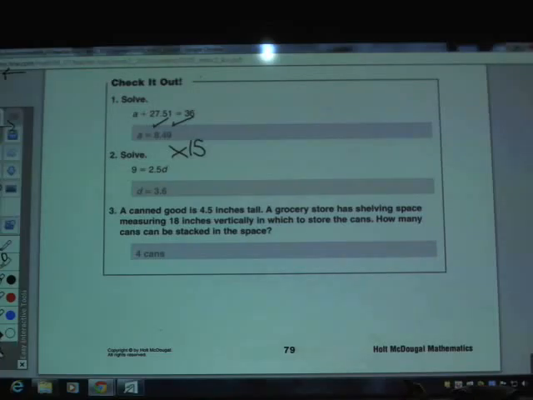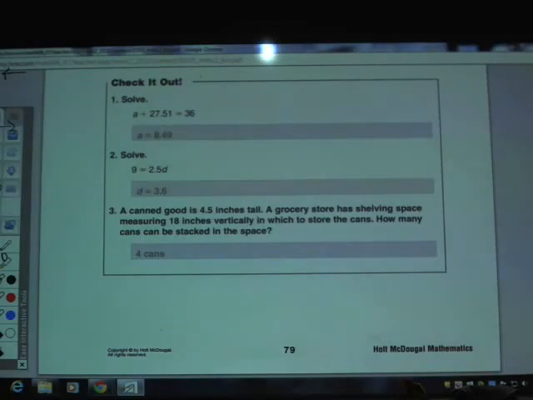All right, so let's go ahead and take a look at the check it out questions. Now you'll see the answers are there. However, what is not there would be the work. So we'll have to make the work show up here. So if we look at number 1 here, we're asked to solve A plus 27.51 equals 36.